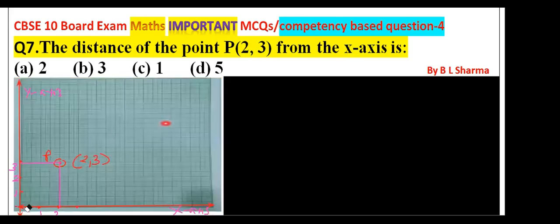देखिए ग्राफ पेपर है, ये एक्स एक्सिस है और ये वाई एक्सिस है, and this is the point P with coordinate 2,3. सो इस पॉइंट का एक्स एक्सिस से डिस्टेंस ये है, और इसका मतलब ये हुआ कि this is equal to the y coordinate, and y coordinate here is 3. So the distance of point P from x axis is 3 unit, and from y axis is 2 unit. So here the correct answer is 3 units.